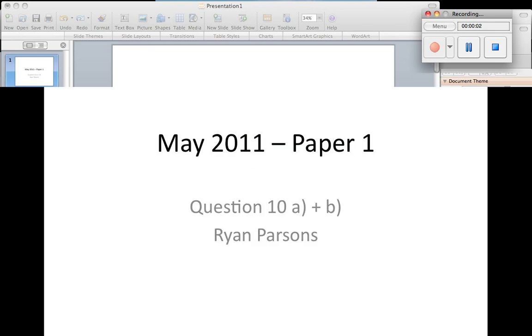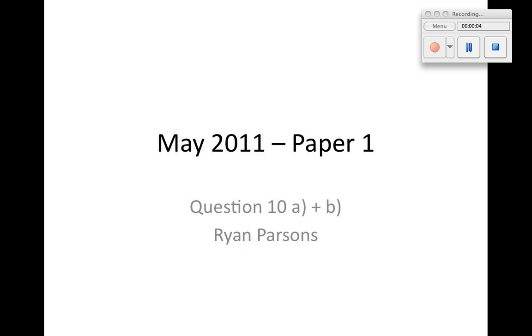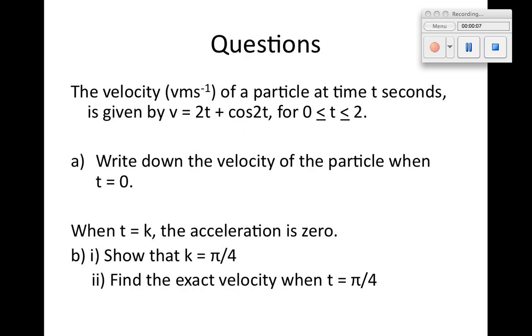Alright, so we have May 2011, paper 1, question 10A and B. So here are the questions. The velocity in meters per second of a particle at time t seconds is given by v equals 2t plus cos 2t for the restrictions that are seen there.